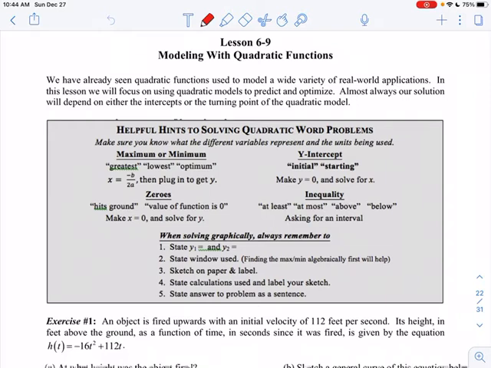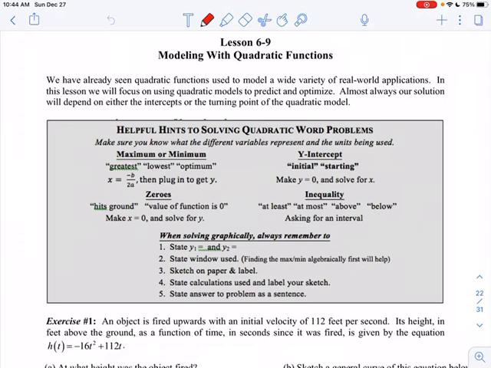Make sure you know what the different variables represent and the units being used. If I'm talking about a maximum or a minimum, keywords might be greatest, lowest, or optimum. For the axis of symmetry, x equals negative b over 2a, you use that and then plug it in to get the y. That will give you your maximum or minimum point. The zeros are the solutions.